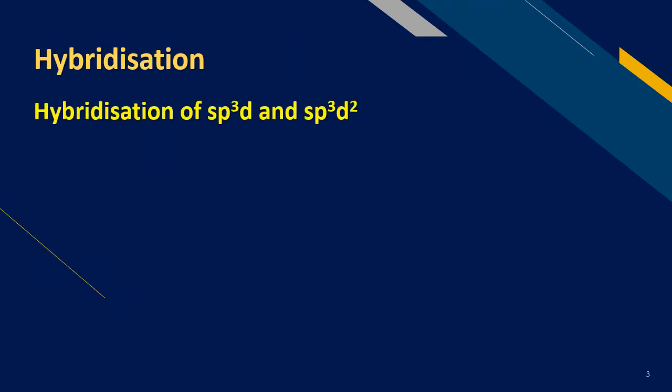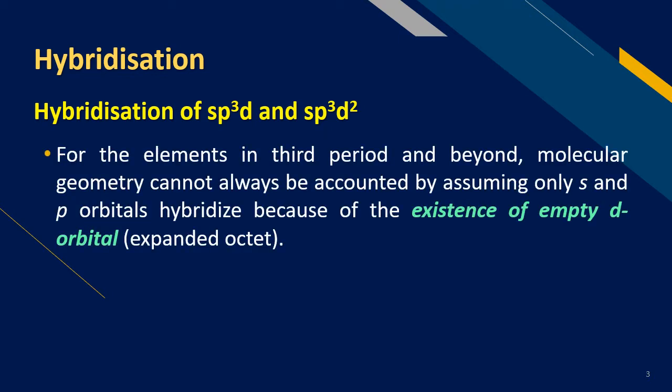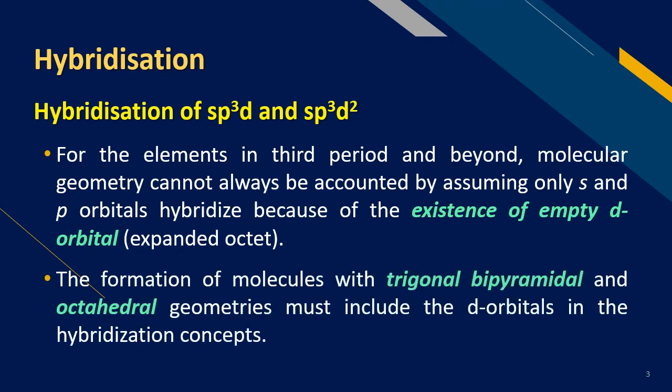For hybridization of sp³d and sp³d², for the elements in the third period and beyond, molecular geometry cannot always be accounted for by assuming only s and p orbitals hybridize, because of the existence of the empty d orbital, which produces an expanded octet. The formation of molecules with trigonal bipyramidal and octahedral geometries must include the d orbitals in the hybridization concepts.